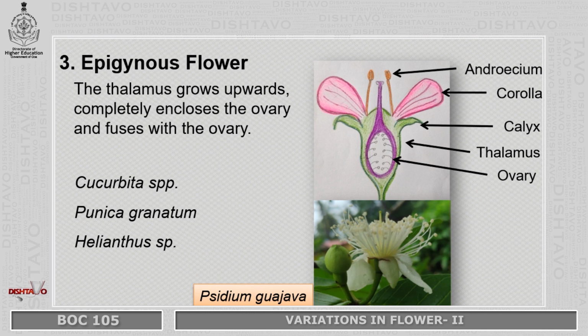The examples of flowers which show this type of condition are Psidium guajava, that is guava, Cucurbita species, different types of gourds, Punica granatum, that is pomegranate, and Helianthus species.